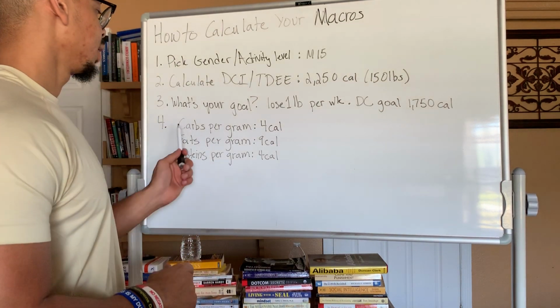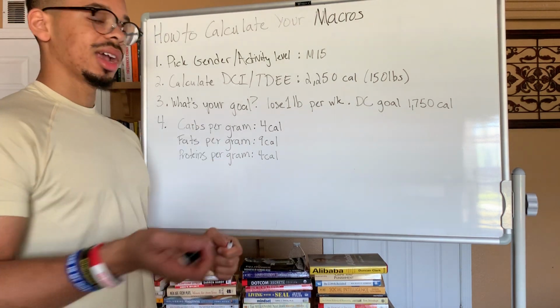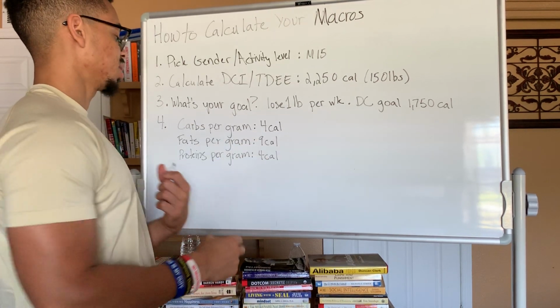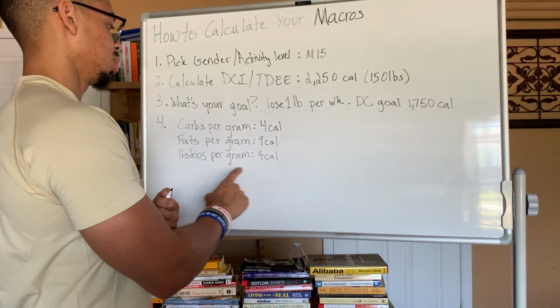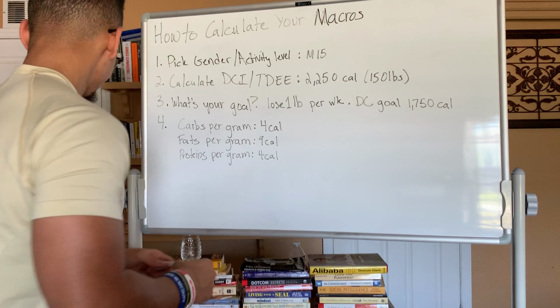Okay, so if you didn't know already, every gram of carb equals 4 calories. Every gram of fat is 9 calories. Every gram of protein is 4 calories, okay?